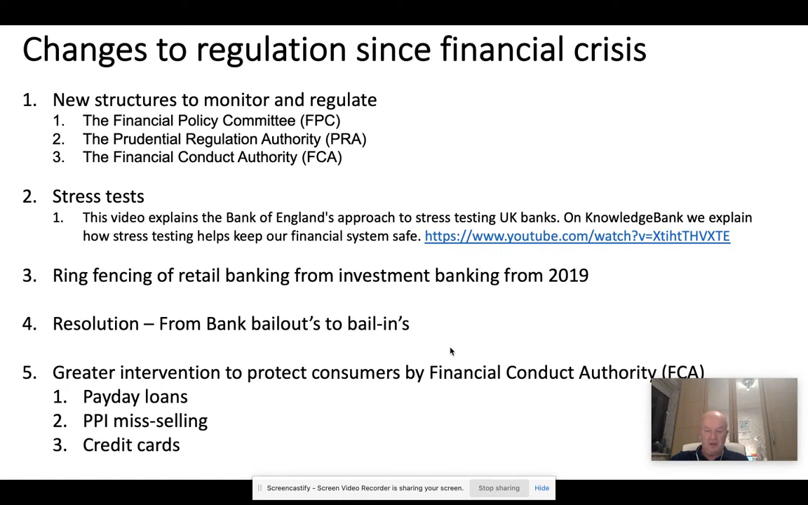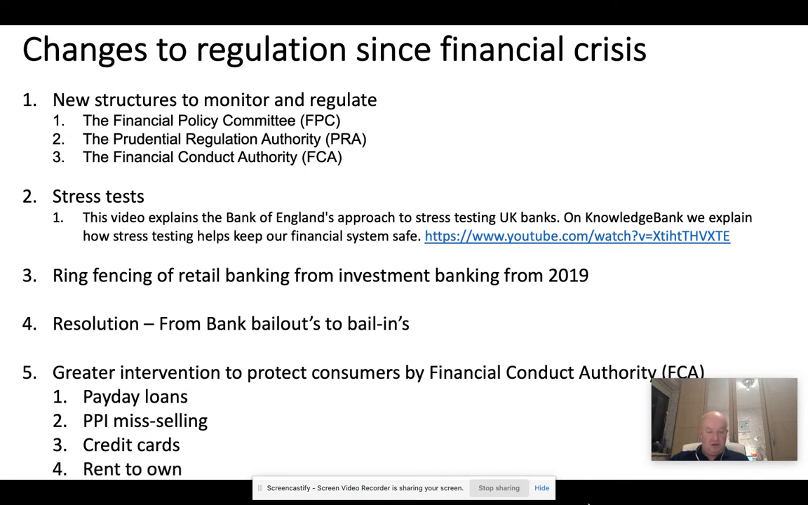And the other area is obviously credit cards, and the fact that some credit card organisations will charge significantly higher interest rates than normal, and that in some cases is considered to be not in the public interest. So all those sorts of things have been put in place since the financial crisis to try to make sure that we don't get the same sort of thing happening again in the future.